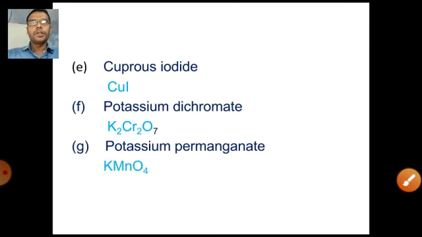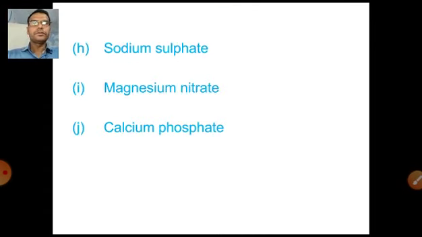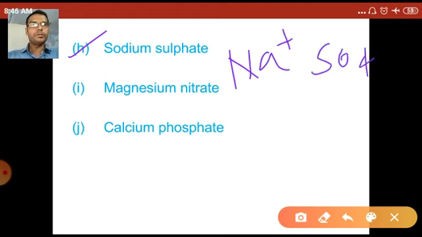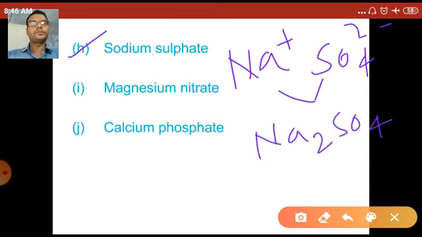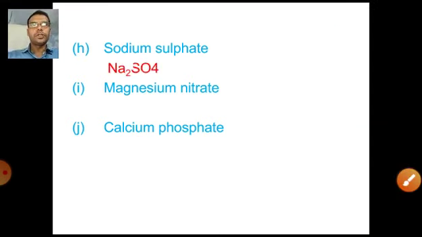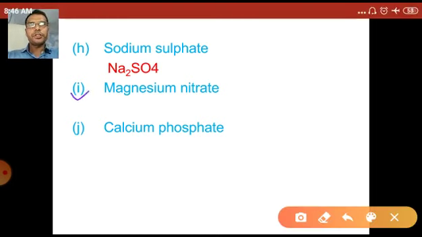Now the next question, the formula of sodium sulfate, H number. Sodium has the symbol Na plus and sulfate is SO4 2 minus. So the formula between them is Na2SO4.